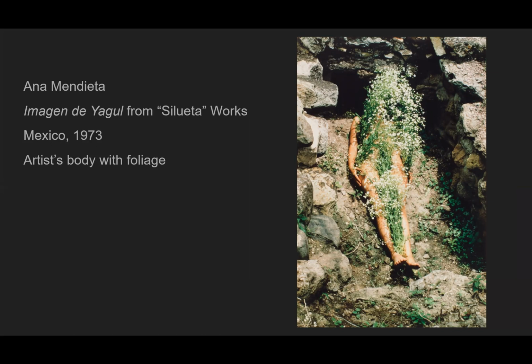Imagen de Yagul displays an image, or rather a performance in which Mendieta lies on a rocky outdoor surface on the archaeological site of Yagul, with her naked body completely covered in white flowers, forming a flowery silhouette of herself. It appears as if the foliage is sprouting from her, making her a part of the earth, which ultimately was her goal through her Silueta series.